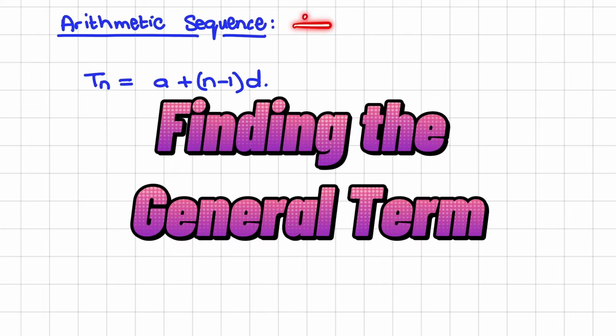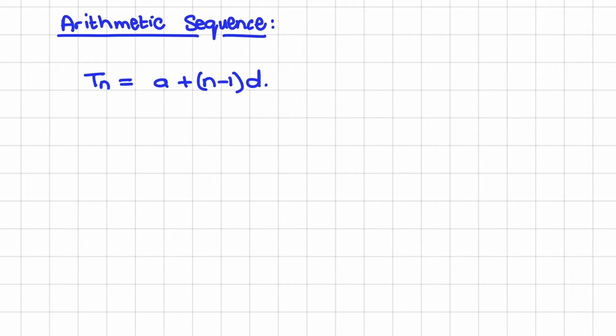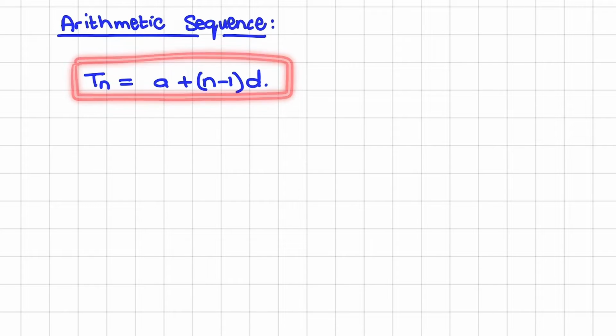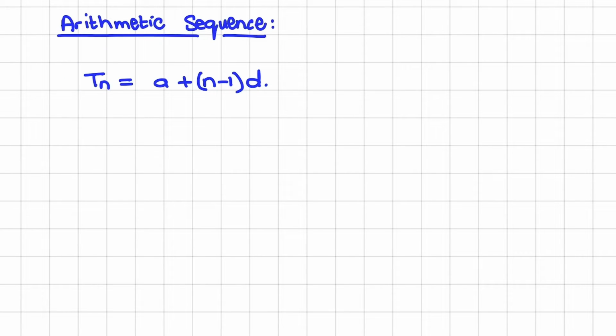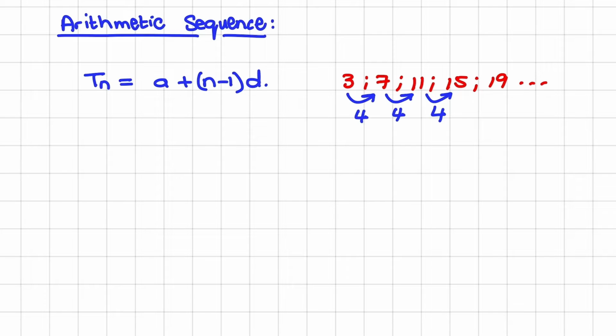We are going on with the arithmetic sequence, and in this video I want to explain how to use the general term formula. So let us consider the arithmetic sequence of 3, 7, 11, 15, 19, and so on. The reason why this is an arithmetic sequence is because there's a constant difference between terms. So that's the main property of an arithmetic sequence.